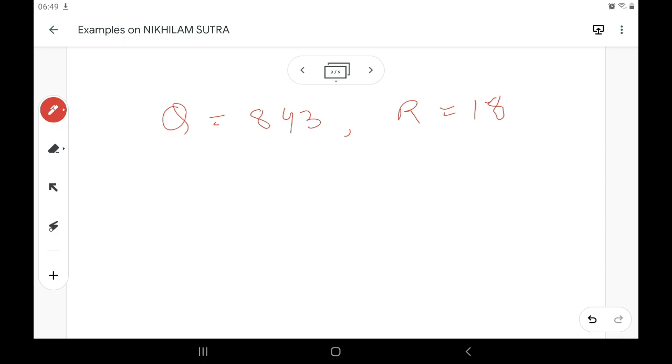So we have solved the examples using Nikhilam Sutra, and I hope you have understood how to solve such division problems wherein the divisor is close to the power of 10 and is less than the power of 10 using Nikhilam Sutra.